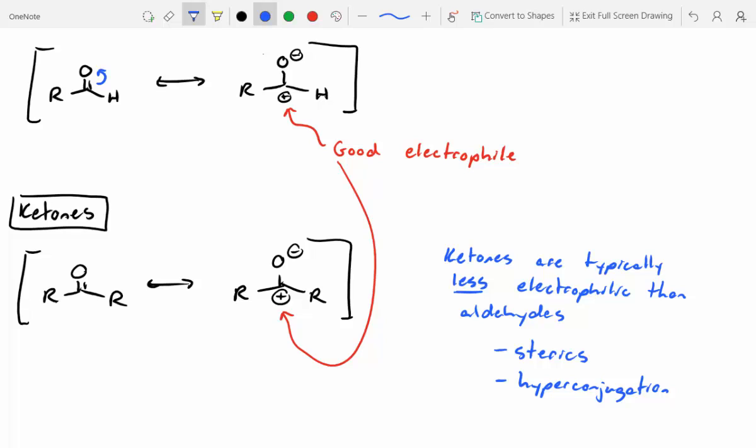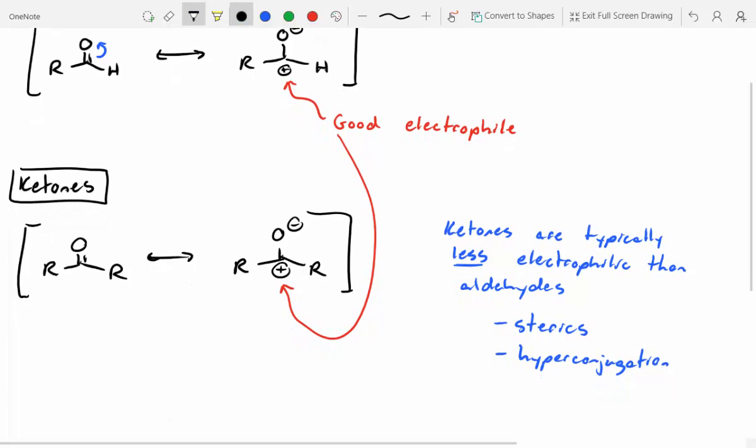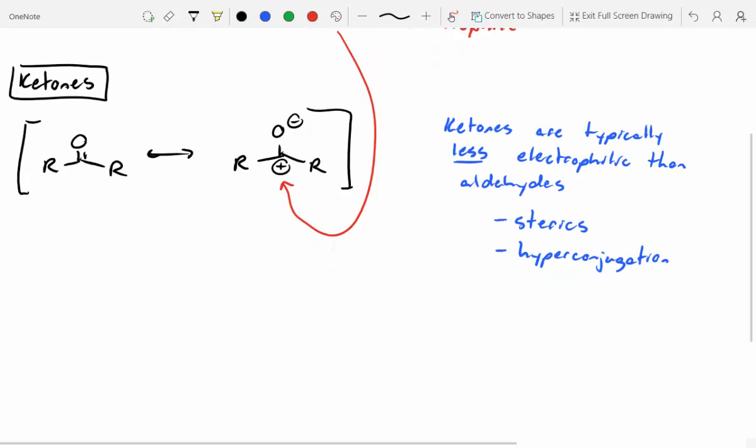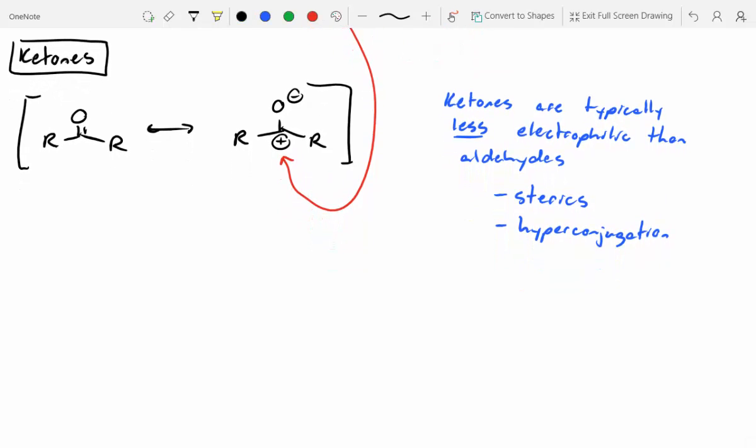Let's take a look at a mechanism where we're treating an aldehyde or a ketone as an electrophile. The first one we're going to look at is under high pH conditions, so under basic conditions.